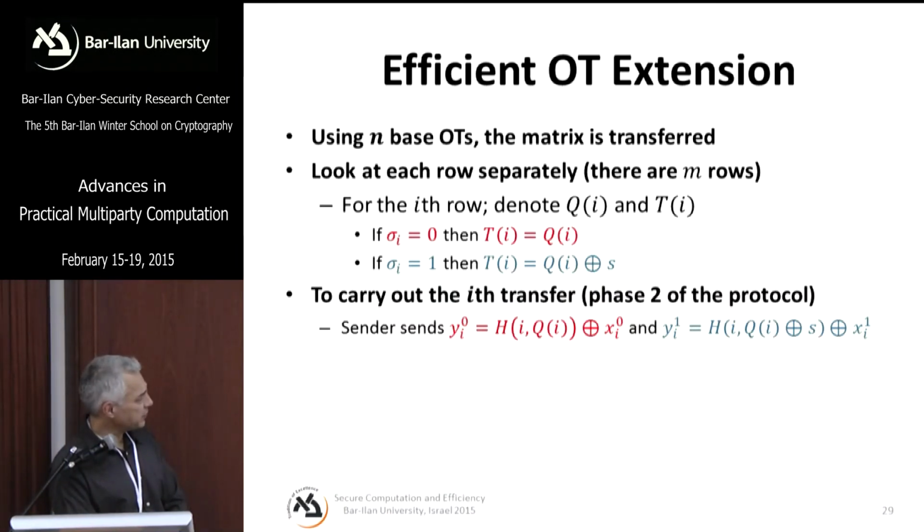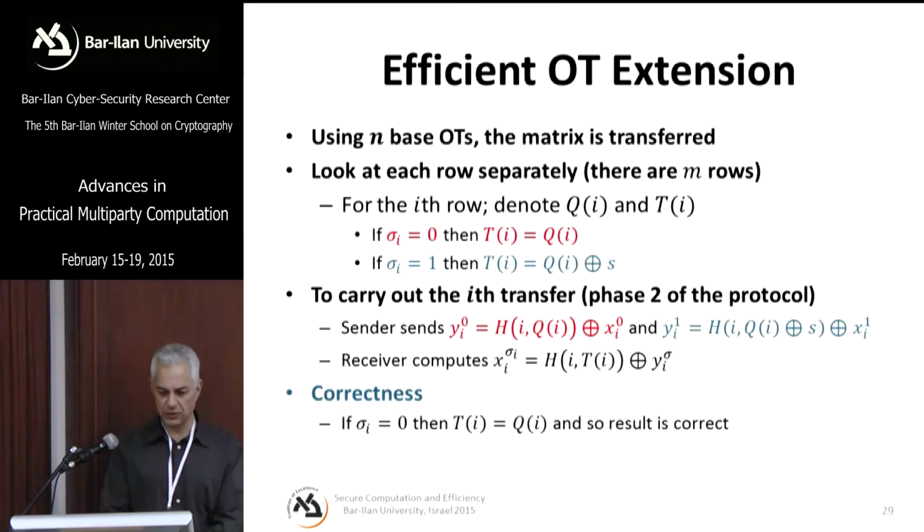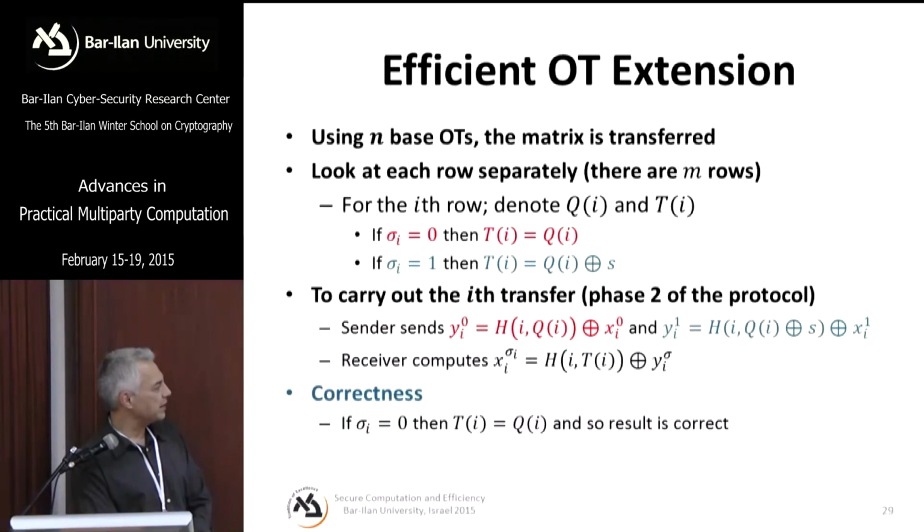Okay? S is this string that only the sender knows, and the receiver can decrypt. Why is this true? Look, if the receiver wanted to learn the 0 input, in that case, sigma_i is 0. In that case, what the receiver knows, T_i, is equal to Q_i, and indeed the 0 input was encrypted with the hash of Q_i. Okay? So the receiver is able to decrypt it.